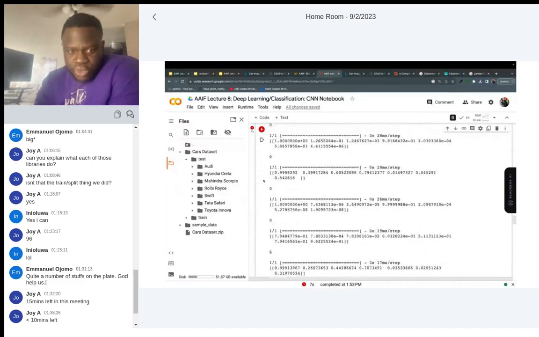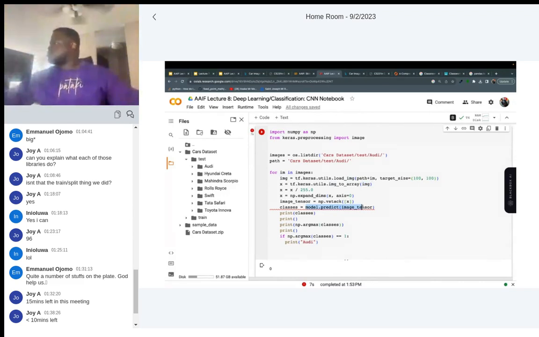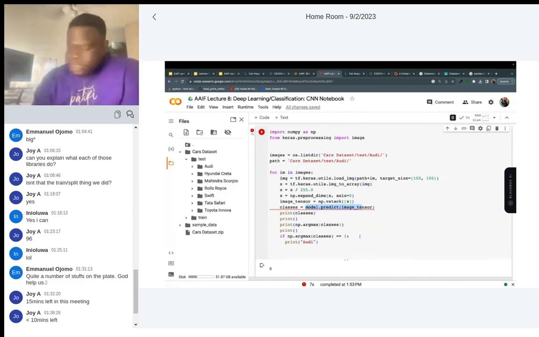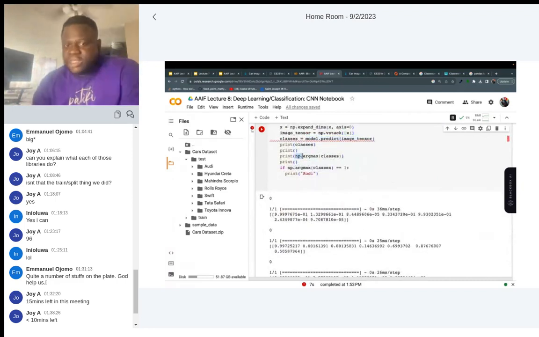So now, what am I doing? I told this model in this function to take the image and convert it to 100 by 100. When you convert it to 100 by 100, pass it through the model. Let the model predict, and I'll put all the 7 probabilities. When it does that, I look for the number with the highest argument. If the number with the highest argument is 0, that means you should print Audi.